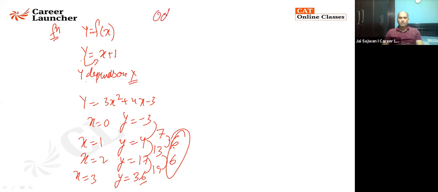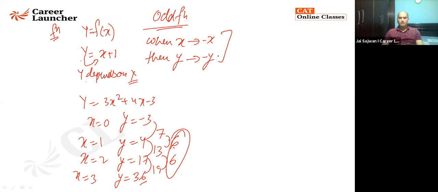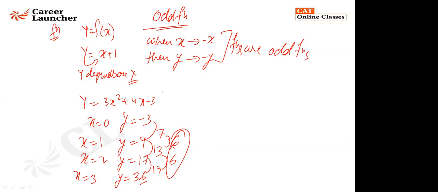The first type of function here is the odd function. Odd function means when x changes to minus x, then y also changes to minus y. These types of functions are odd functions. I'm sure it is clear. But then there is an even function as well. What will an even function be? When you replace x by minus x and y does not change.